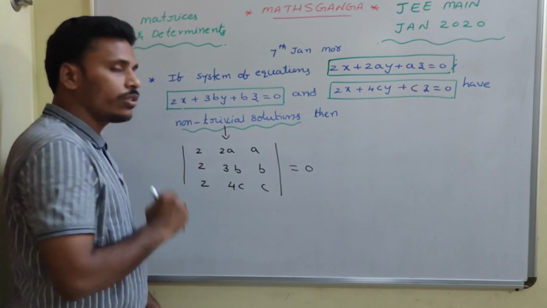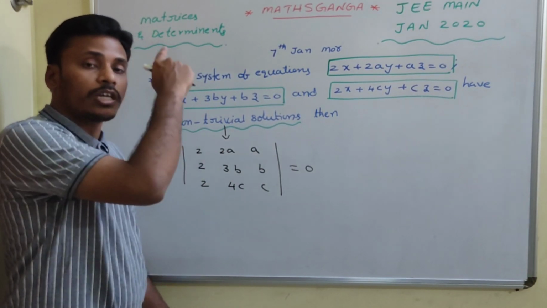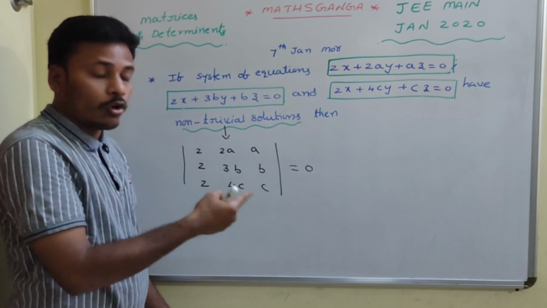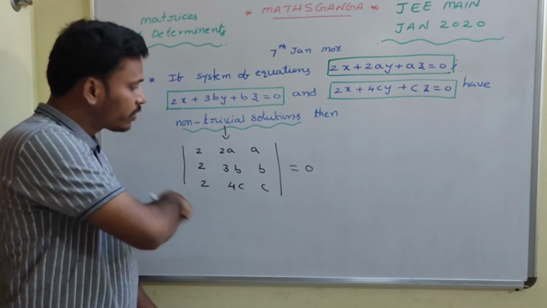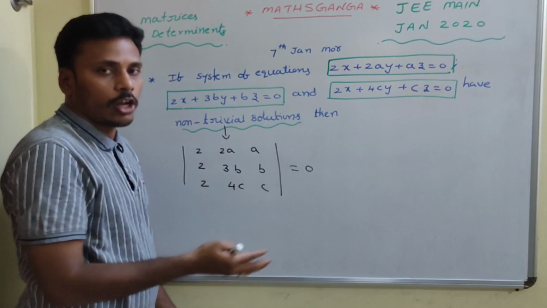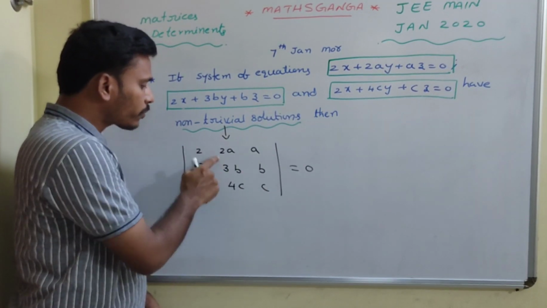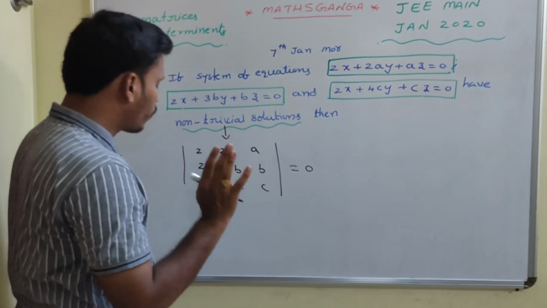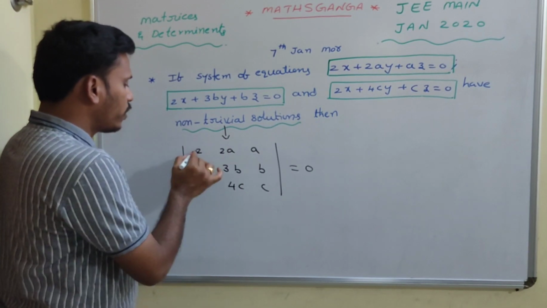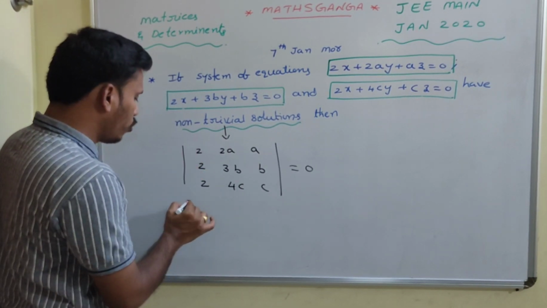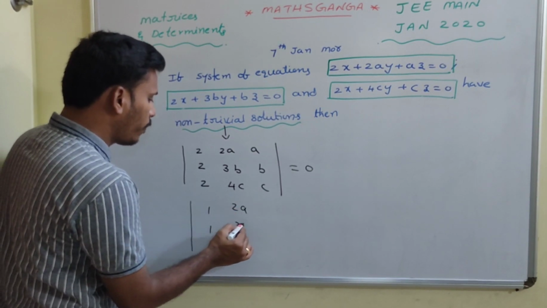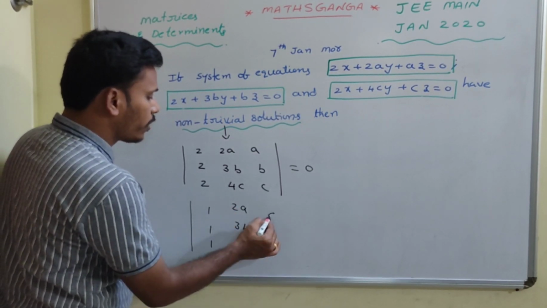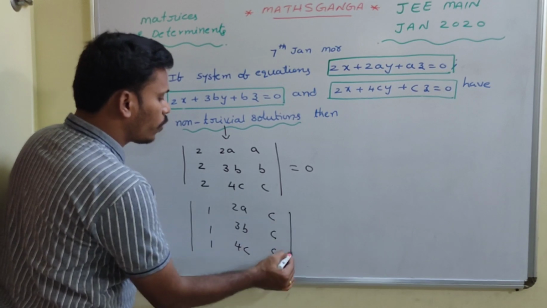See, 2, 2, 2 is there, so we have a chance to pick out that 2 from any column or any row. Here in this column 2 is a common number, so pick it out and send it to that side, because it is 0, it absorbs that 2. Again here 2, 3, 4. From there you just remove that 2. Then you will get 1, 1, 1, and then 2a, 3b, 4c, c is equal to 0.